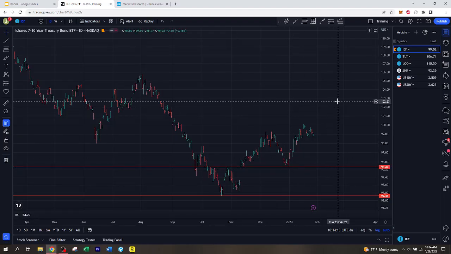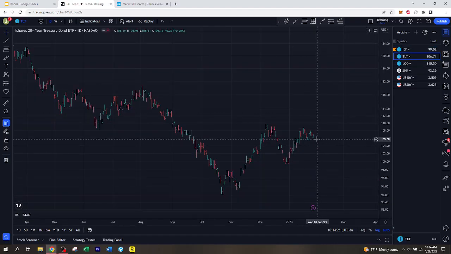So just like you trade stocks, you can do the same thing. Trend alignment and trend following is fractal. It can be done in any asset that can be charted. And then same thing here is the TLT. This is the 20-year plus Treasury bond.